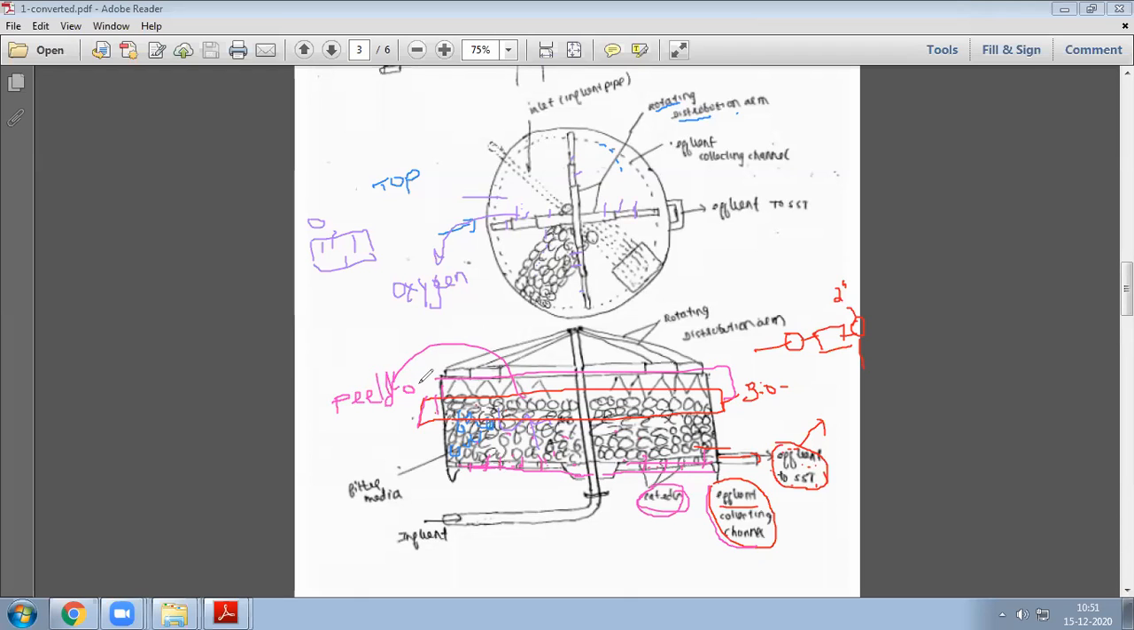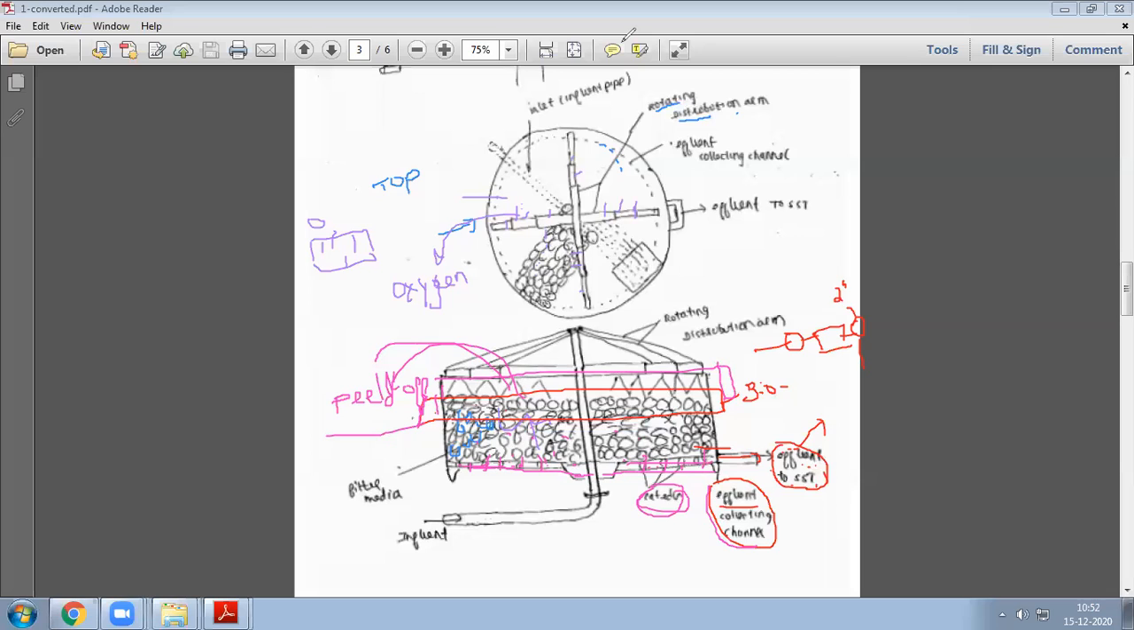The biofilm will come out when it increases in diameter, so it will be peeled off. That method is a part of this process. After a certain time, the biofilm grows to a larger diameter, comes out like this above, and is peeled off.